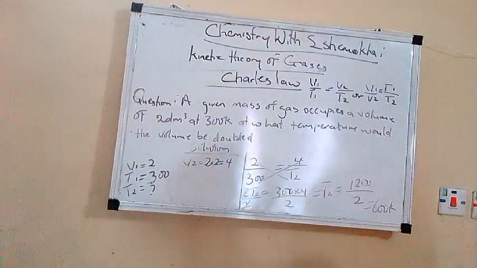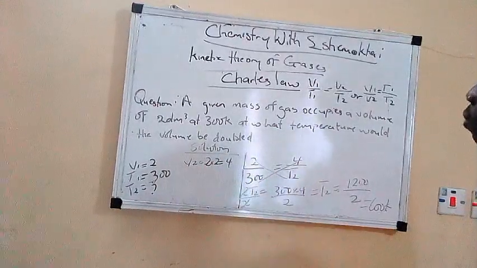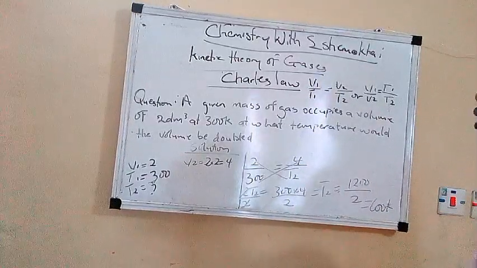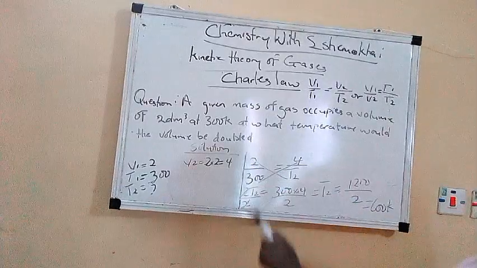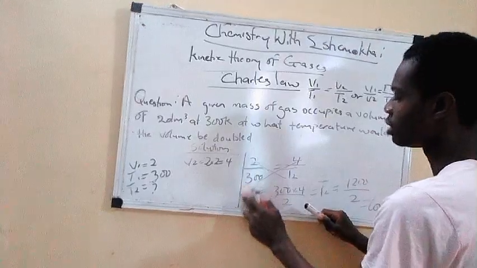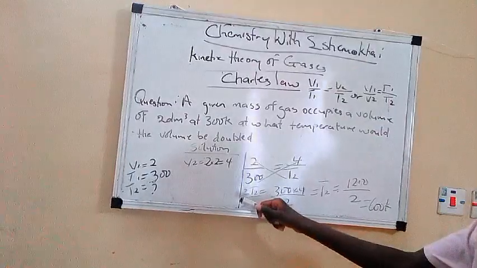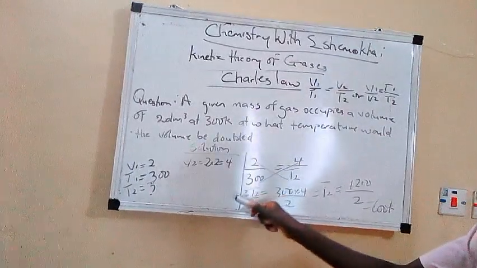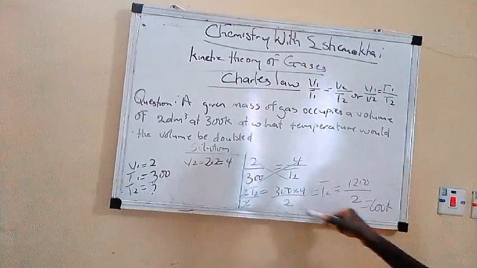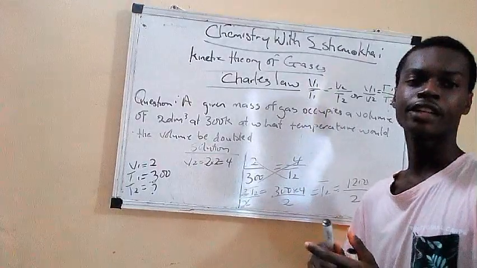So now you understand how we got it. First, I brought out all the parameters. Then I used the formula V1 over T1 equals V2 over T2. Then I arranged everything and cross multiplied, where I had 2 here. I divided both sides by the coefficient of T2, which cancels with 2. 300 times 4 gives us 1200. Then 1200 divided by 2 is 600. So that is it for Charles' law. Let's enter general gas law.